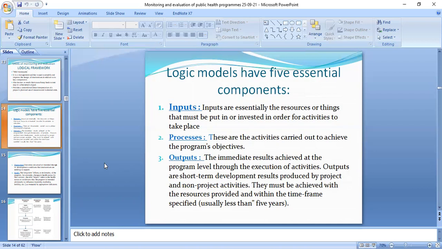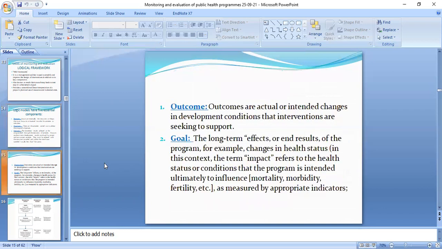The next level is output. The immediate results achieved at the program level through the execution of activities. Outputs are short-term development results produced by project and non-project activities. They must be achieved with the resources provided and within the time frame specified, and it should mostly be less than 5 years.